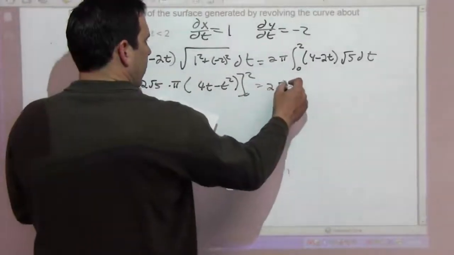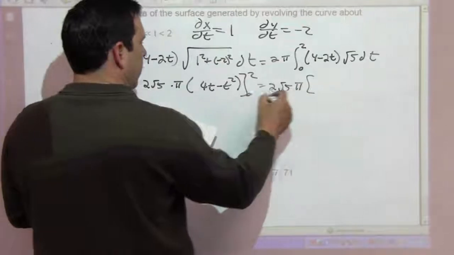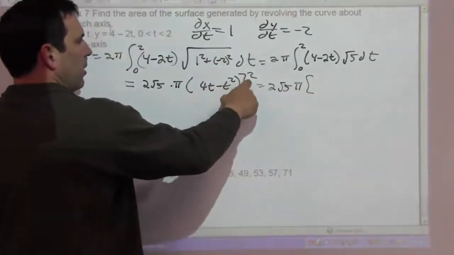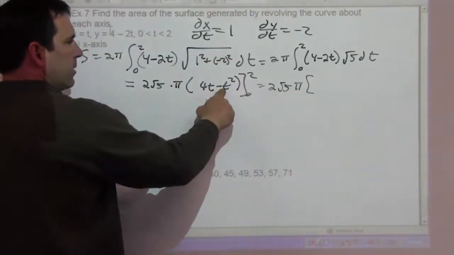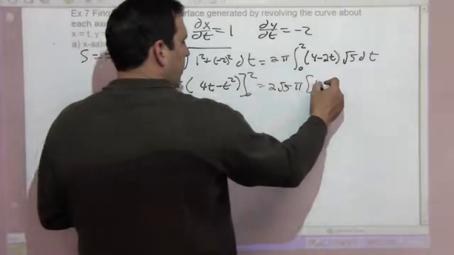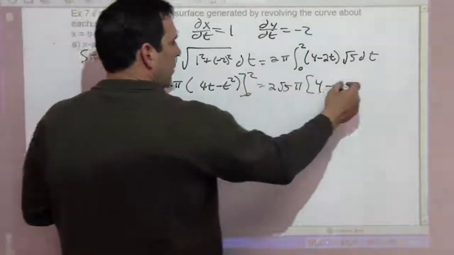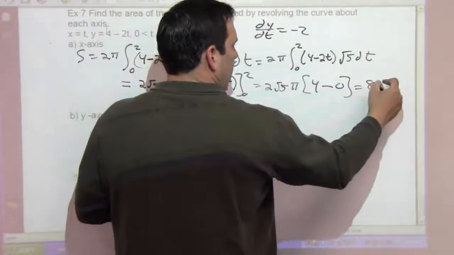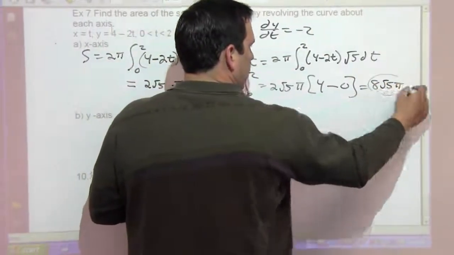That's 2 times the square root of 5 times pi times what? 4 times 2 is 8. 8 minus t squared, 2 squared is 4. 8 minus 4 is 4. So 4, minus, put 0 in there, you get 0. So I get 8 square root of 5 pi.